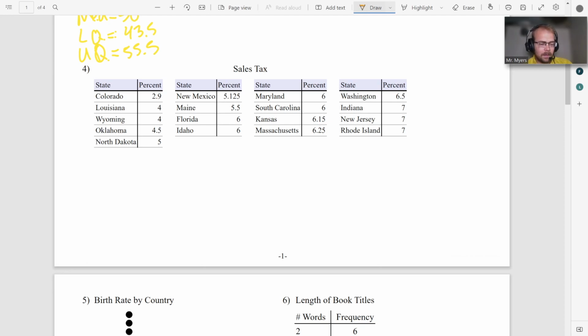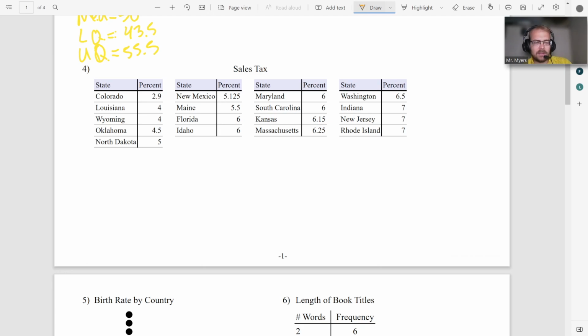Clear it out. Stat. Edit. Up to L1. Clear it out. 2.9. Enter. 4. Enter. 4. Enter. 4.5. Enter. 5. Enter. 5.125. 5.5. 6. 6. 6. 6. Make sure I got 4 of those. Okay. 6.15. 6.25, 6.5, 7, 7, 7. And make sure you hit enter on the very last one as well. Otherwise, it won't save it. It only saves it when you hit enter.